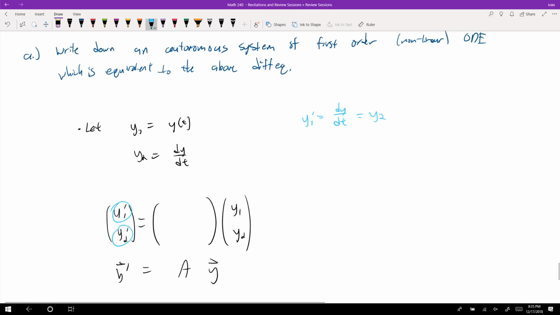You have a question? You almost always do this. It's just something you do. You always let y1 equal y and y2 equal the derivative.